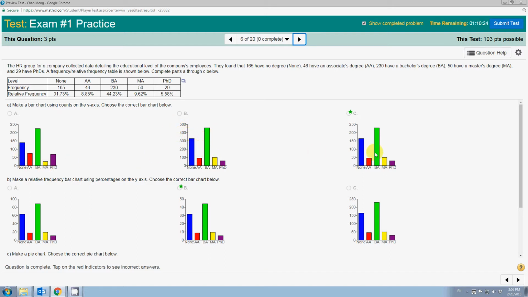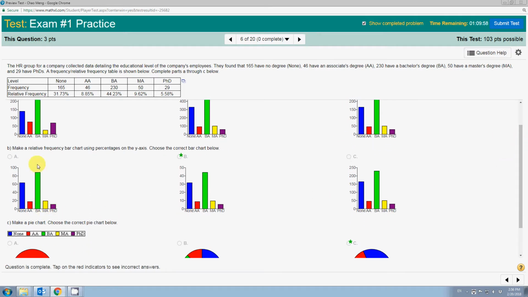Let's compare A and C. The difference between A and C is the number of counts for PhD and MA. If we go back to the frequency table, we know there are more masters than PhDs. So A is not correct because in bar chart A, there are more PhDs than MAs. So C is the correct answer.